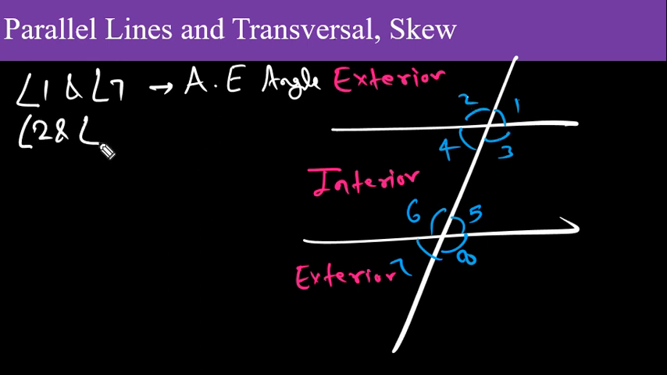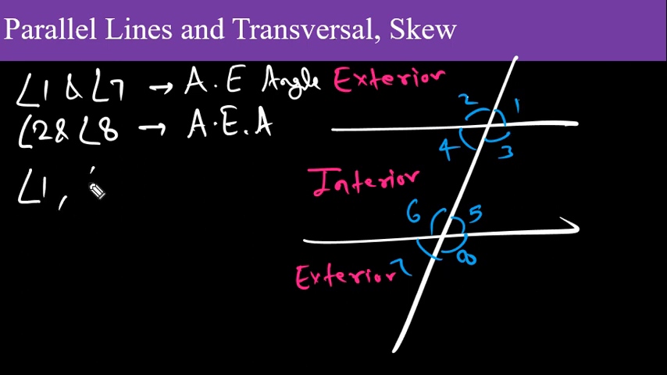Now similarly 2 and 8. Angle 2 and angle 8. What is the relation? Alternate exterior angle. I'm writing short form. Now 2 and 7. Is this alternate exterior? No, because this is on the same side. Alternate means opposite side. Is 1 and 8 alternate exterior? No. This is also on the same side, but they are exterior.